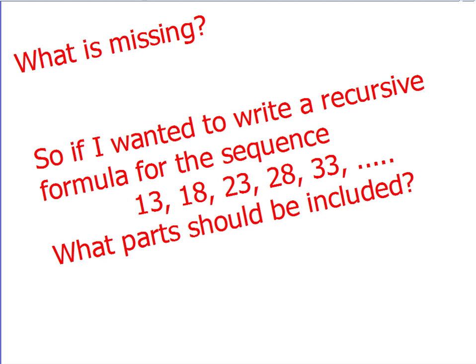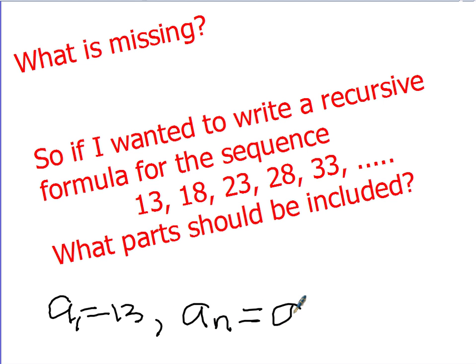So really quickly, if I want to write a recursive formula for the following sequence, what parts need to be included? We need to include the initial term, and that a sub n will always equal a sub n minus 1, the term before, and in this case, our common difference is 6.